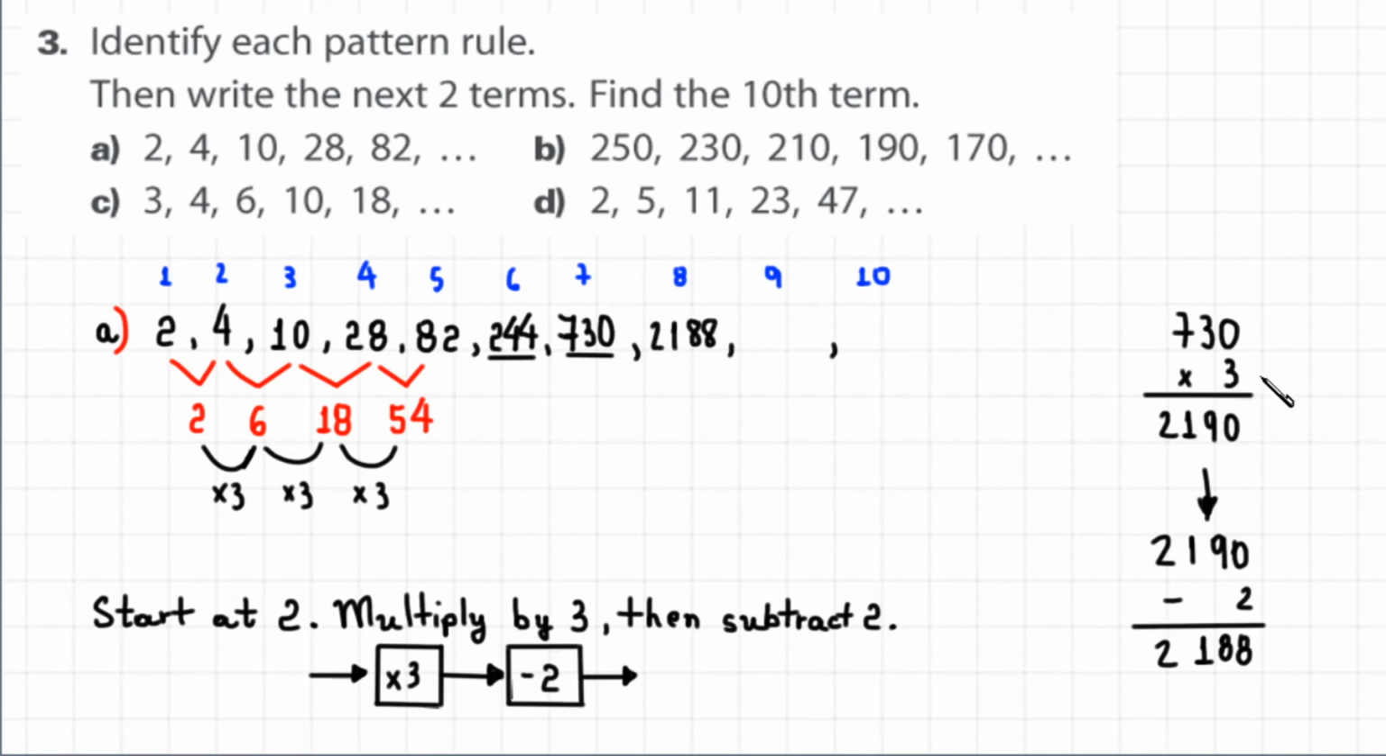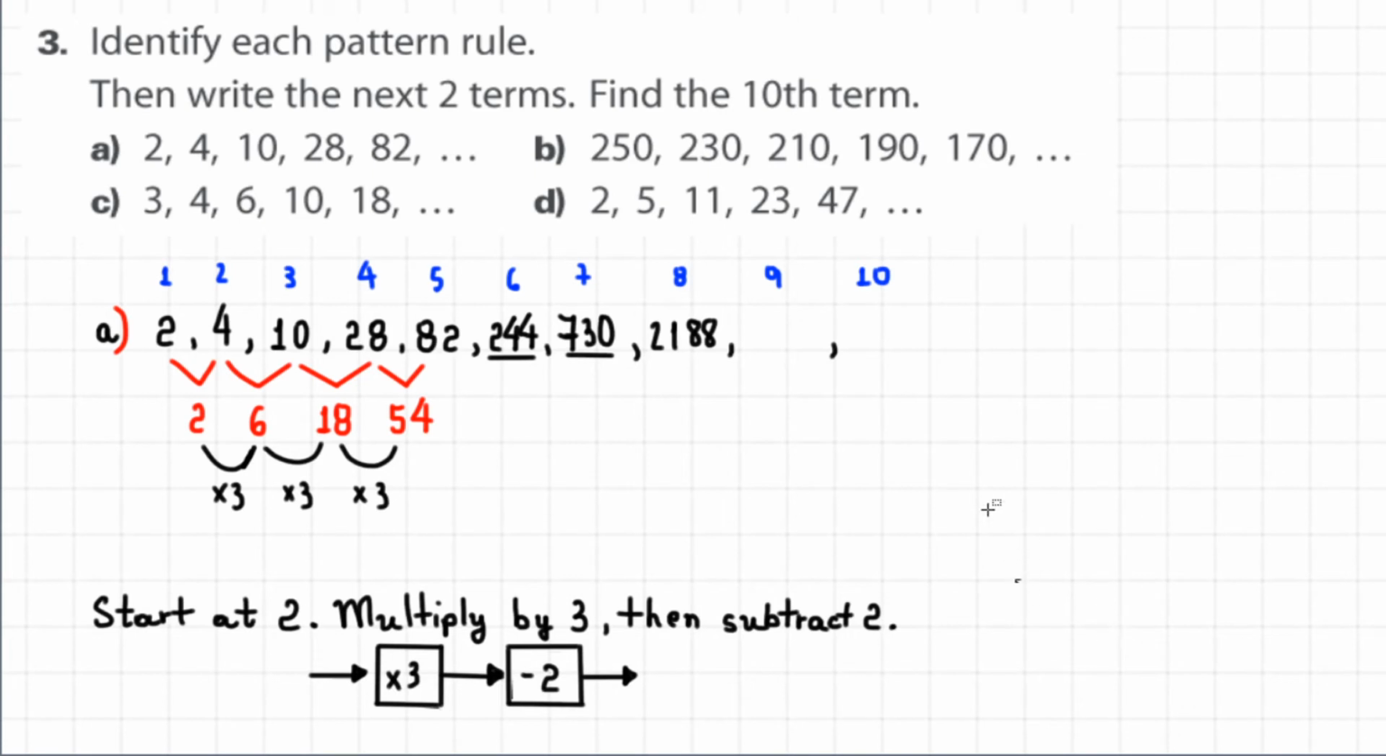2188. I multiplied by 3, let me check this is correct. Then I subtract 2, this is what I find, this is the 8th term. I will apply the pattern rule one more time and then another time to find the 10th term. I will erase this. If you need, you return the video. Once it is recorded, I will keep it on our channel.